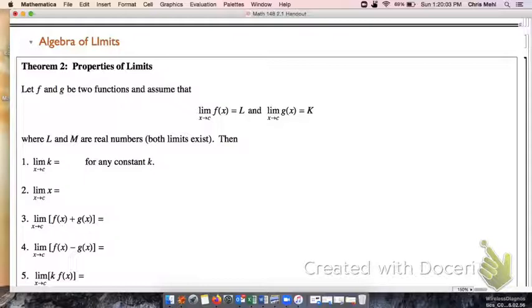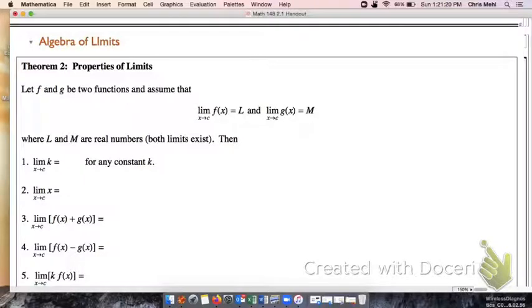Okay, so I'm going to go through all these properties of limits without justification. So let f and g be 2 functions, and assume that the limit as x approaches c of f of x equals L, and the limit as x approaches c of the function g of x equals k. Okay, and there is a typo here. Notice that this should probably be m. So I should probably use L and m up there to stay consistent. Now, I'm going to probably justify a few of these.